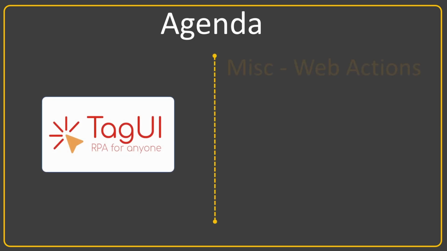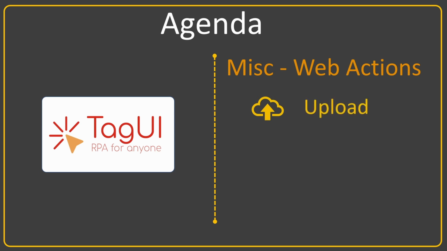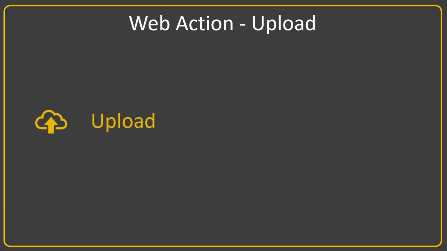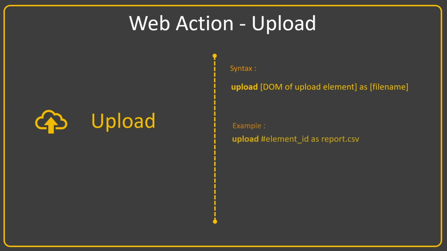In this session, we're going to see miscellaneous web actions and the concept of upload and download. So upload is very simple. If you want to upload any file, you tend to upload it. It uses DOM and you just need to provide a file name and it will upload it. For example, upload, you take a web element and you say it as a CSV file. So if you want to upload a CSV file, you can upload a CSV file.